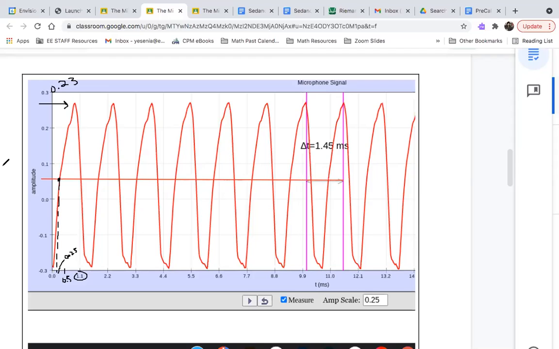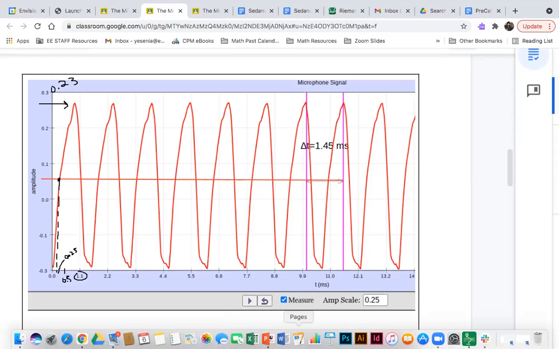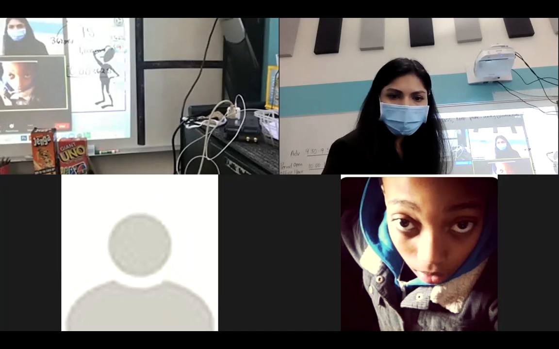Okay, and then for Jasmine, were you able to find the phase shift formula? Yeah. Cool. Let me stop my share so we could see how to use the phase shift formula.